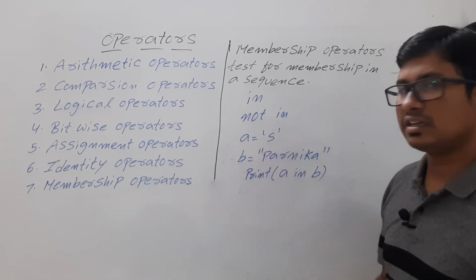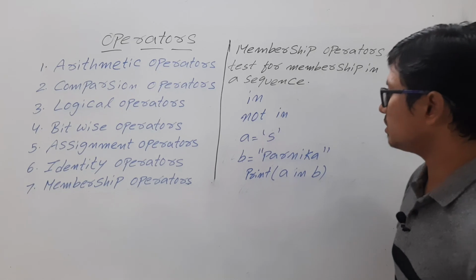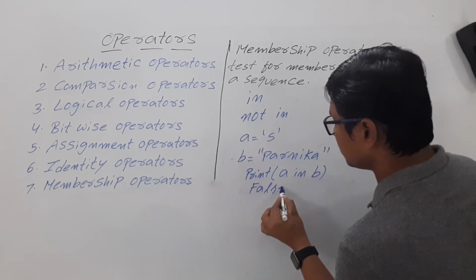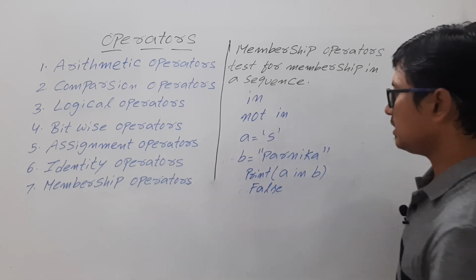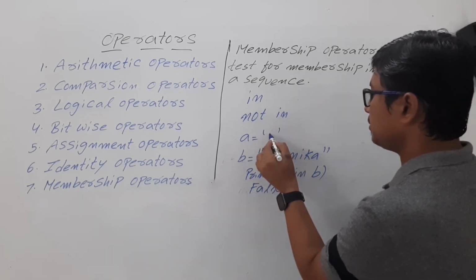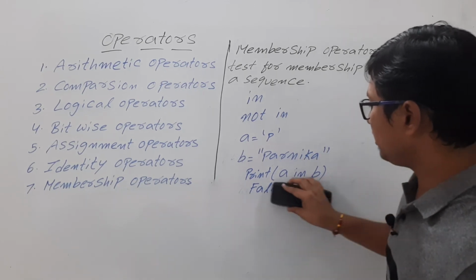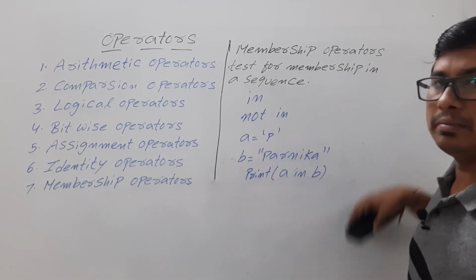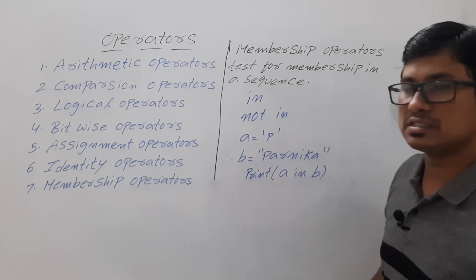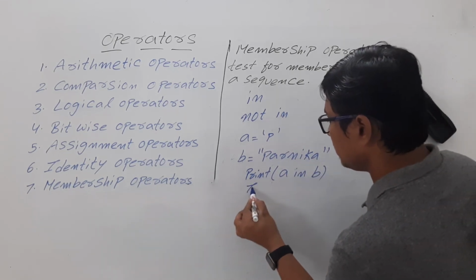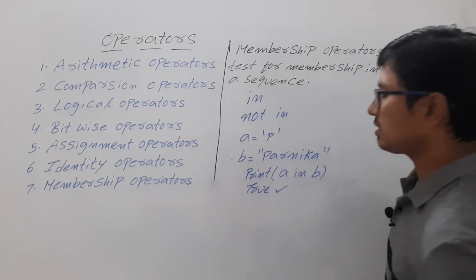Is that character there in the string or not? It is not there, so it will print false for you. Are you able to understand? Instead of yes, if I give the character P and verify print A in B, is the P character there in the B string or not? Yes, it is there, so it will print true. Is it clear for you?